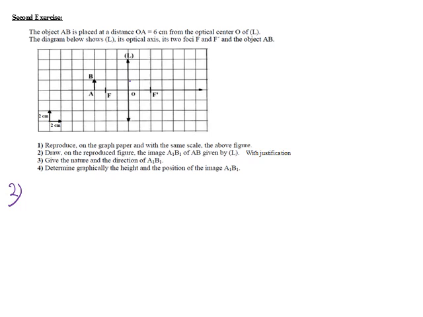Draw a ray parallel to the optical axis. It emerges from the lens passing through F prime. Another ray passes through the optical center and continues without deviation. The two rays intersect at B1. From B1, draw a perpendicular to the optical axis and intersect it at A1. A1B1 is the image of AB.